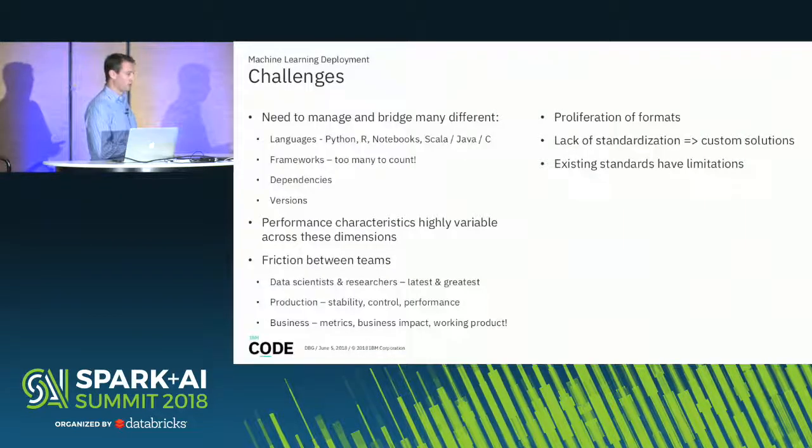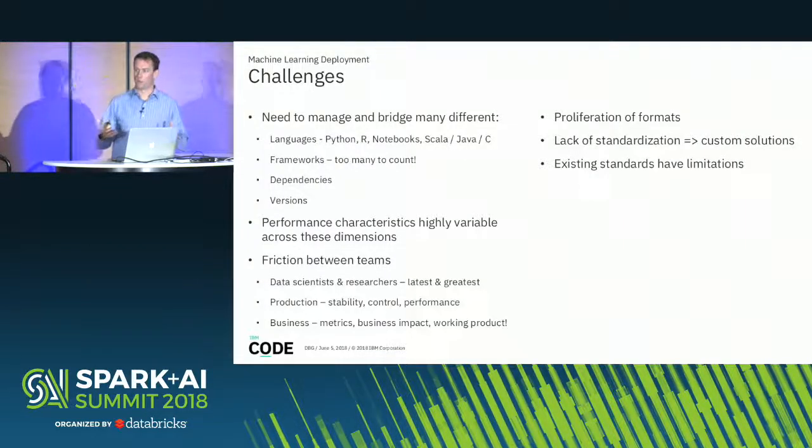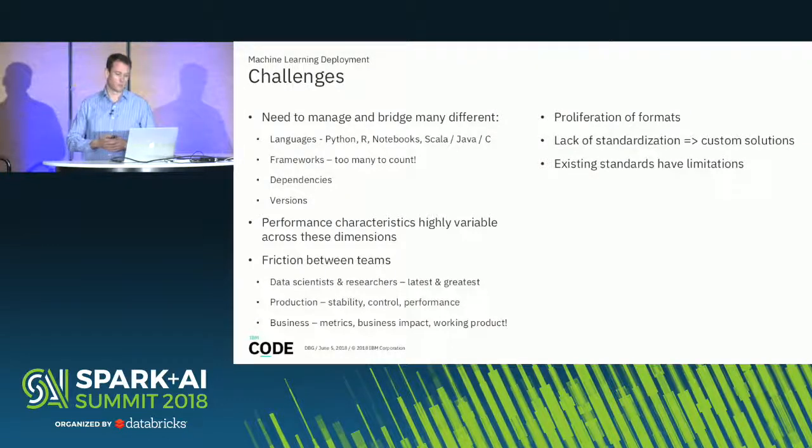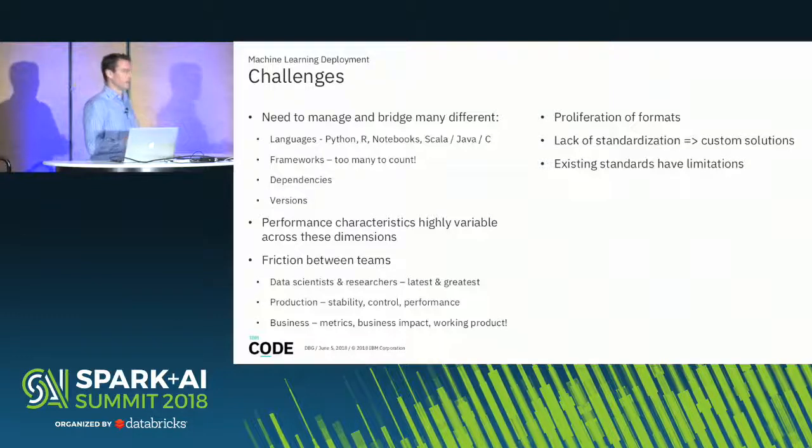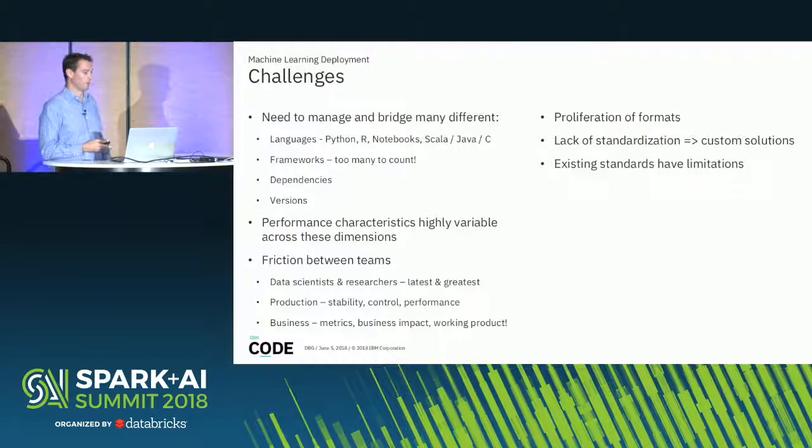So machine learning model deployment comes with a set of unique challenges, and we sort of hinted at them in the last couple of slides. So in that workflow, you need to bridge many different languages. Your data scientists are using R, Python, notebooks to do their exploratory analysis and conduct their cross-validation and model selection. Your production engineers might be using Scala, Java, C, Go, some more high-performance language for their production systems.